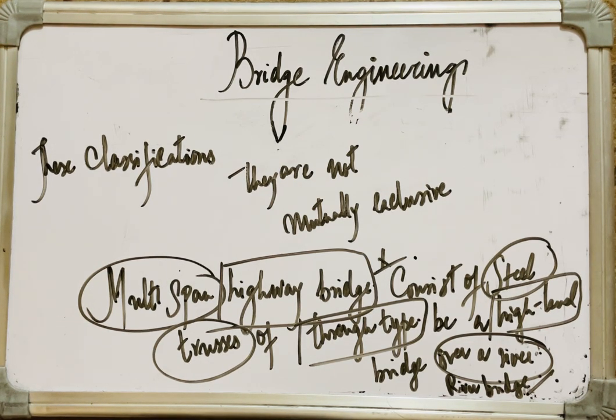So this was about the classification of bridges. So we have completed bridges, we have completed the components of bridges, we have completed basic forms of bridges, and we have also completed the classification of bridges.